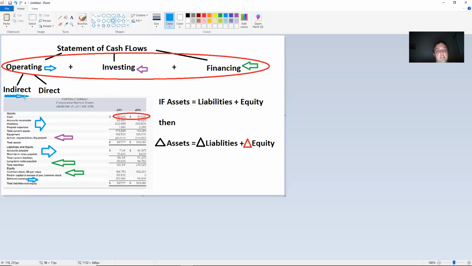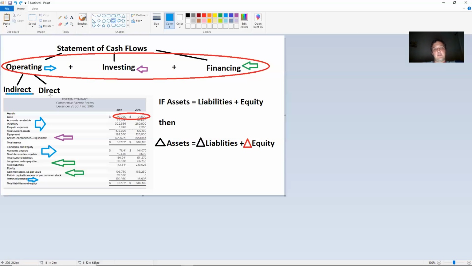People lean towards the indirect. That's just how it is, because it's a lot simpler when you think about it with the way our accounting procedures are set up. We're already in the accrual method, so it's easier for us to start with our net income and back into what our operating activities were from a cash basis.